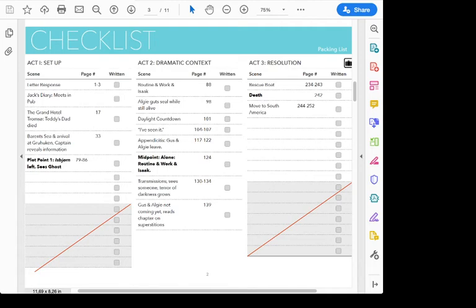So the first scene, we have a letter. The second scene is from Jack's diary. He meets someone in a pub. He goes to the Grand Hotel in Tromsø, sets out on the Barents Sea, and the arrival at Gruhuken, where the captain reveals some information. And then we hit plot point 1, where the ghost is first seen.